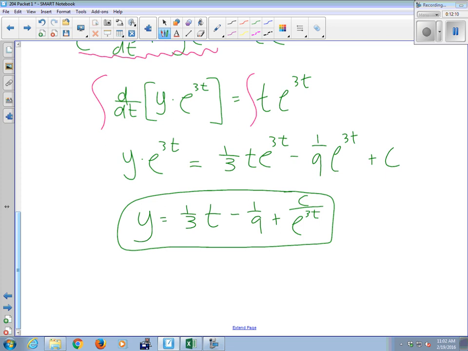So why can't we just call it C? Because there's a t in there. It's not like C over 5. Right, there's a variable in there.